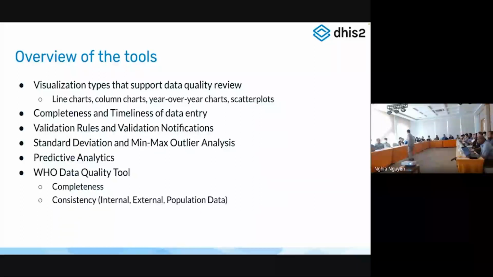Data validation notification, does it work for iCapture or aggregate capture? You're from Laos, I guess? Yeah. Okay, we use iCapture too in Vanuatu.